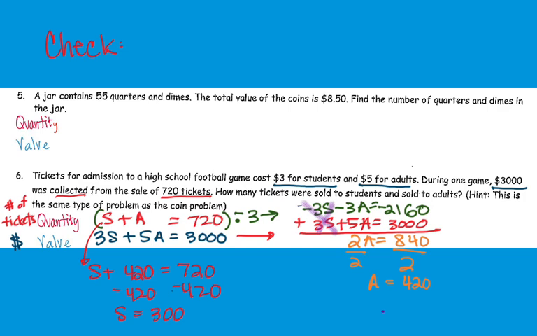Again, I can check this because it should add up to $3,000. If I have $3 times 300 tickets and 420 tickets times $5, that should equal our total amount of $3,000 sold, right? So 900 for student tickets, 2,100 for adults. That does equal 3,000, so we know we did it right.